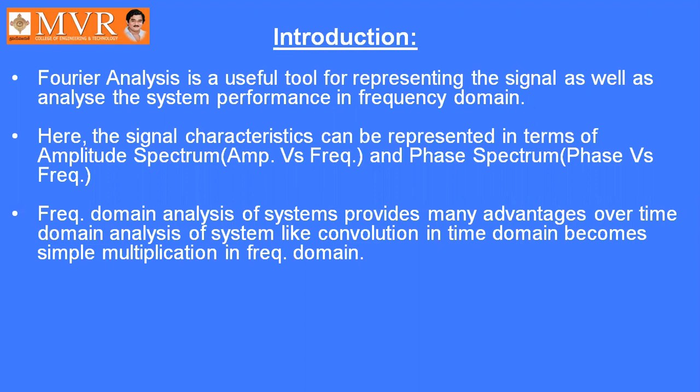Next, frequency domain analysis of systems provides many advantages over time domain analysis of systems. For example, if we take convolution, which we already discussed in our first unit, convolution in time domain becomes simple multiplication in frequency domain. Just multiply the two components in frequency domain, whereas otherwise we have to do the convolution in time domain.